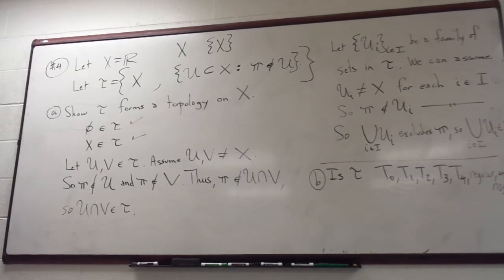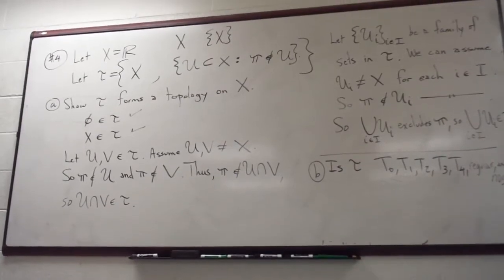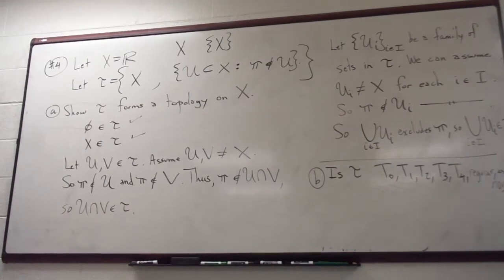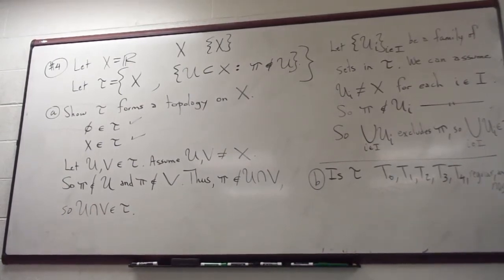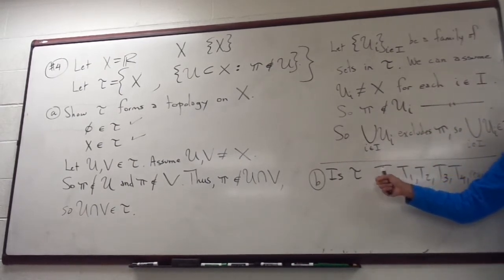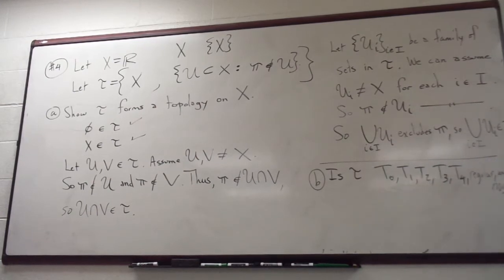So the question is, this topology, which of these axioms is it going to have? My advice would be to start at one end or the other. If you check normal and it's normal, then it's going to be everything. If you check T0 and it's not T0, then it's going to be none of these.